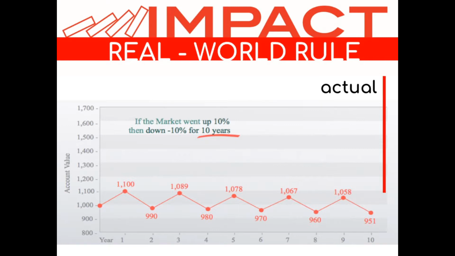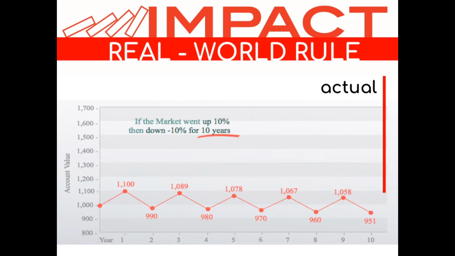If the market went up 10% and then down 10% for 10 years, we'd start out with $1,000. We go up just the first round of positives and negatives, and we're down $10 after 2 years, even though it went up 10 and down 10. Then we go up 10 and down 10 again, and we lose another $10. Now we're down $20, but really if you look at the average, we would only be down by 10%, but we've lost 20, right?